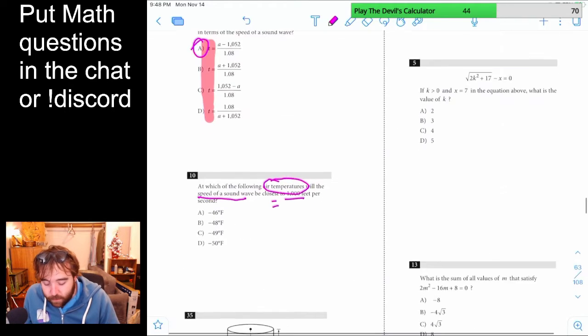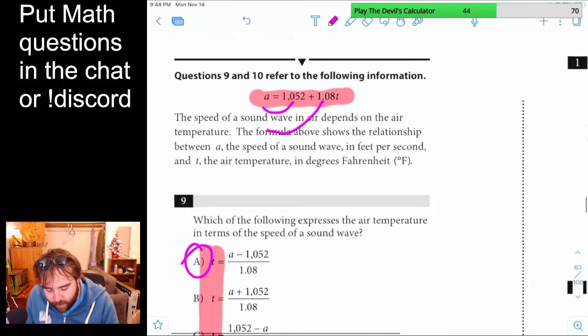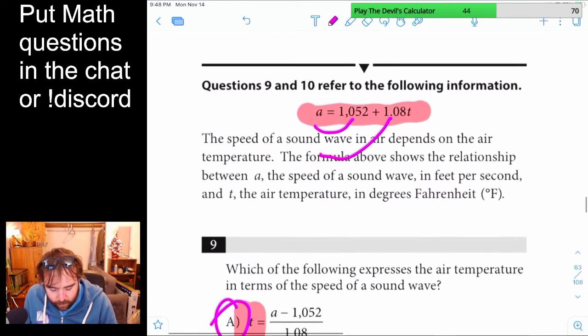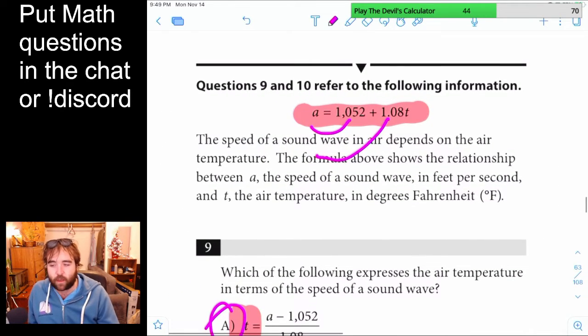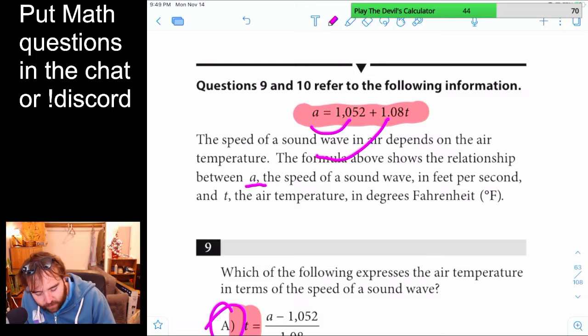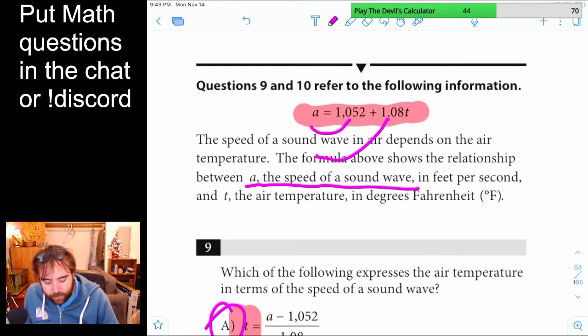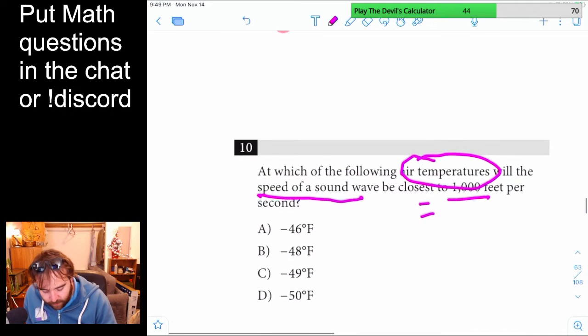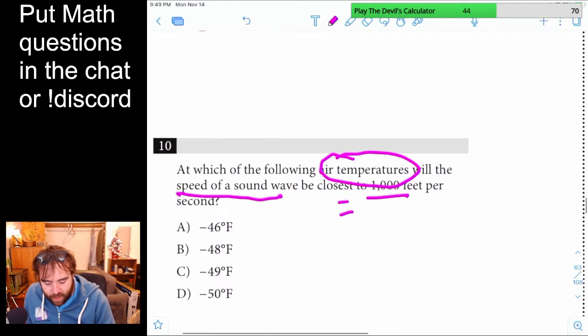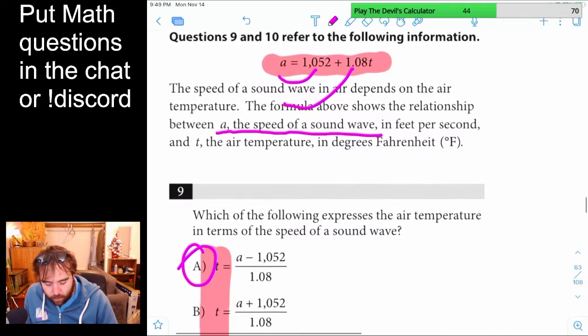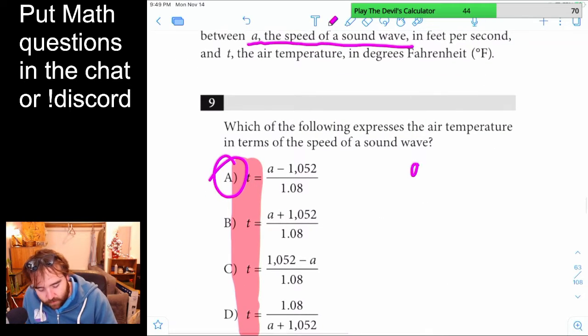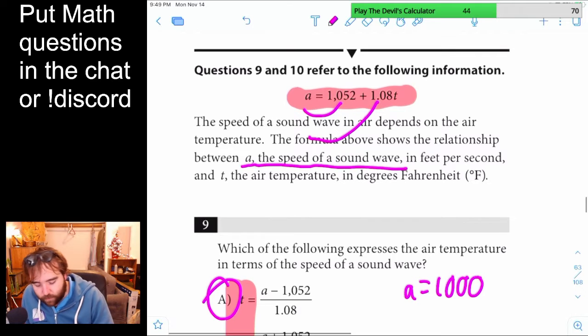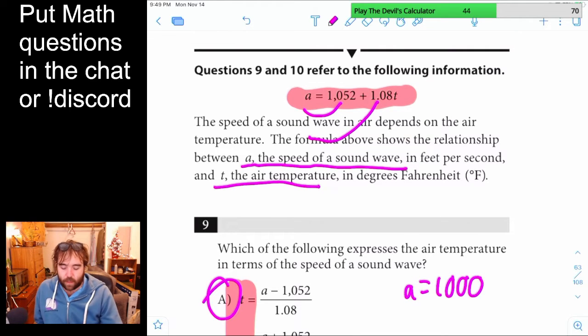So we'd hope that those are from the equation. Then maybe we come up to our little paragraph, and we look at what everything equals. They very often write it like this. See how they say A, the speed of the sound wave? What did we say? We said the speed of the sound wave was 1,000. So A equals 1,000, and we want to know the air temperature, the T.